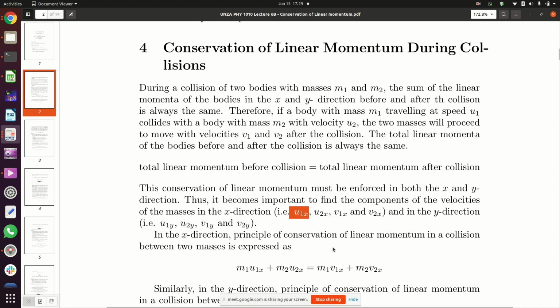u1x. Yes? In an example where an object explodes. We have not yet reached there. We have not yet reached explosions. We are looking at collisions.